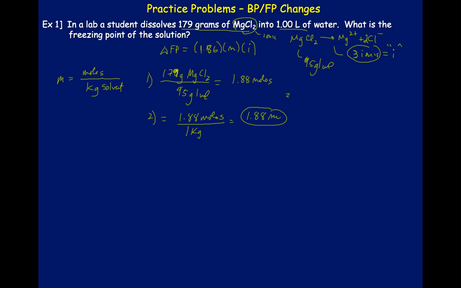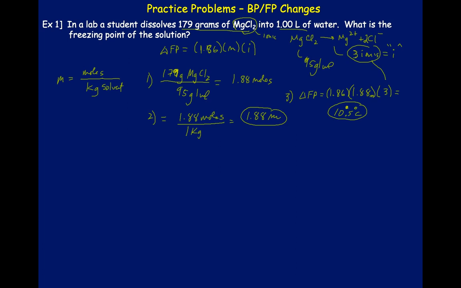In step 3, I'm going to take my change in freezing point, which is going to be equal to 1.86 times 1.88 molal, and I'm going to multiply that by my ions, 3. And I'm going to get 10.5 degrees Celsius, which is my change in the freezing point, which means it's going to go down from 0.